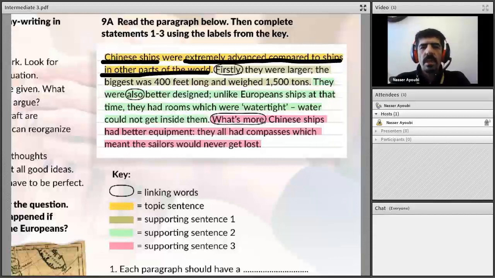So what is controlling idea? When you are writing a paragraph, you have a topic. You are going to write about that. Then you are going to add your idea about that topic. What do you think about that topic? That is the controlling idea. So this topic sentence has the two parts. Chinese ships is the topic, and extremely advanced compared to ships in other parts of the world is the controlling idea of the topic sentence.